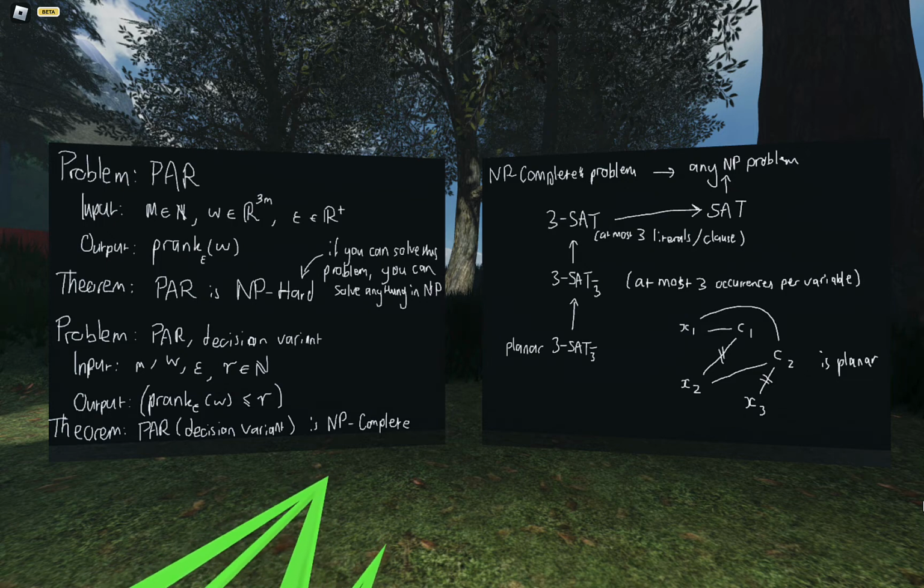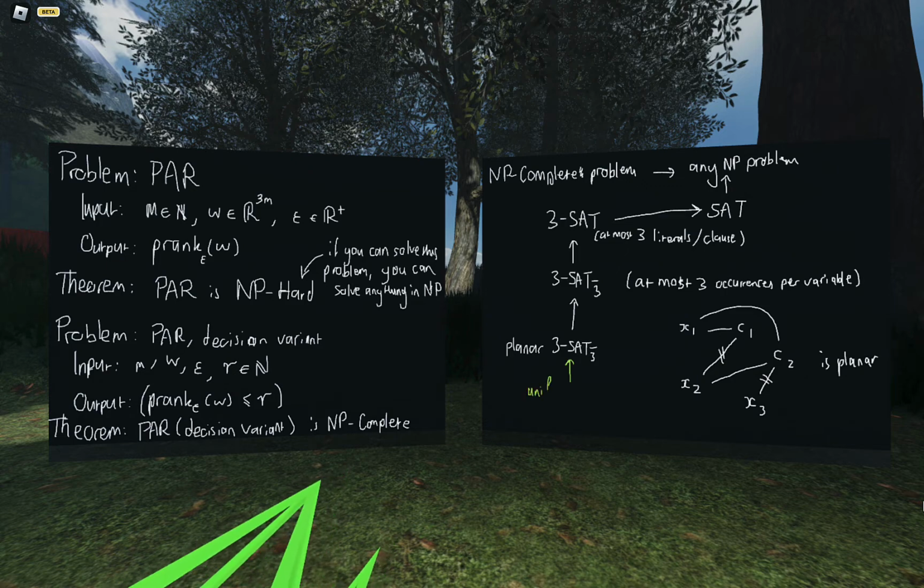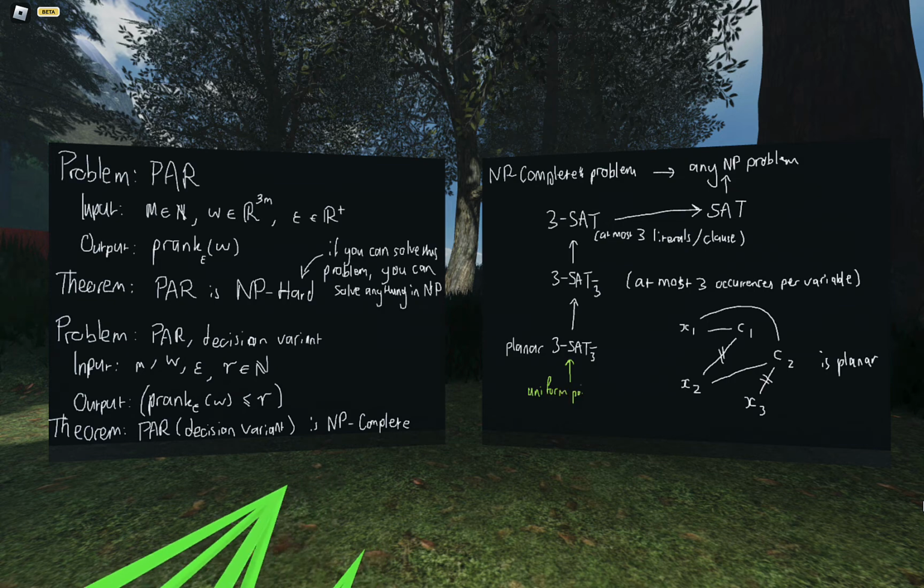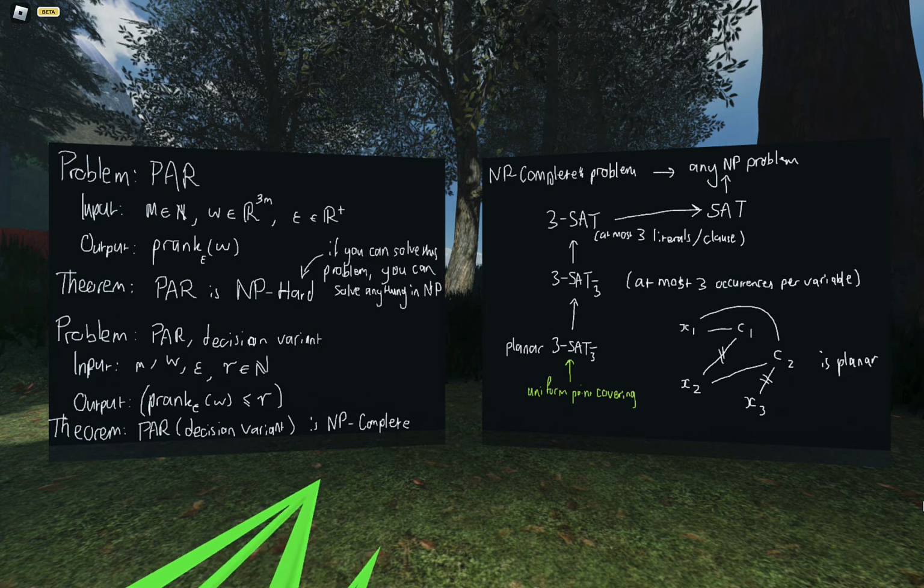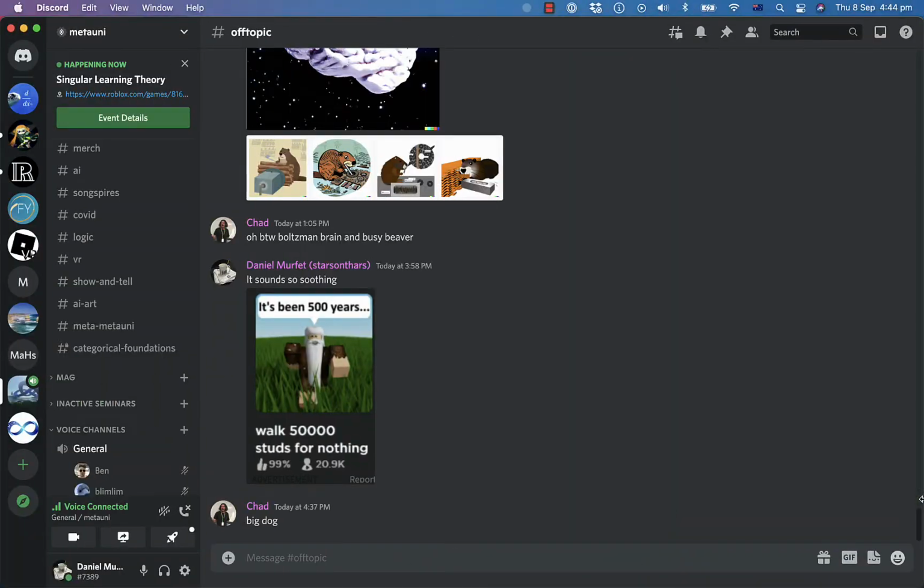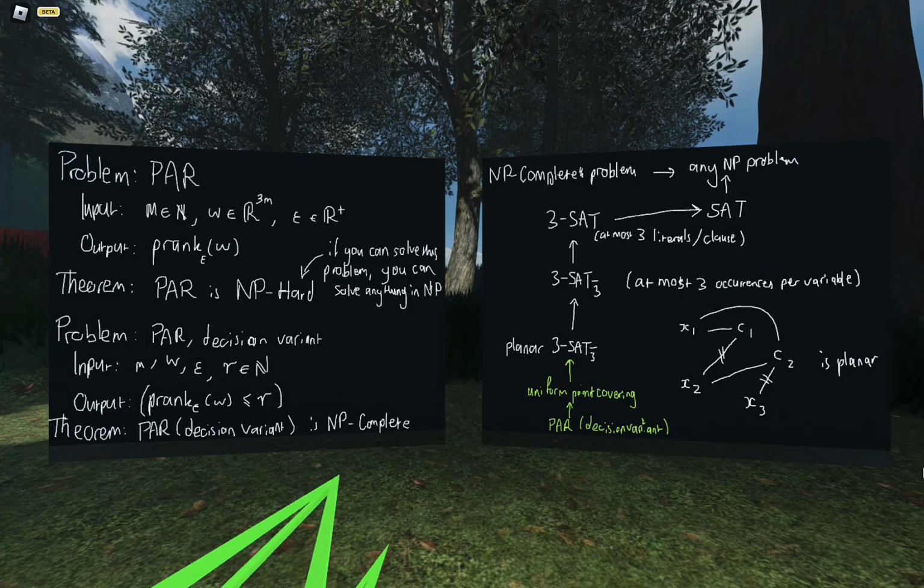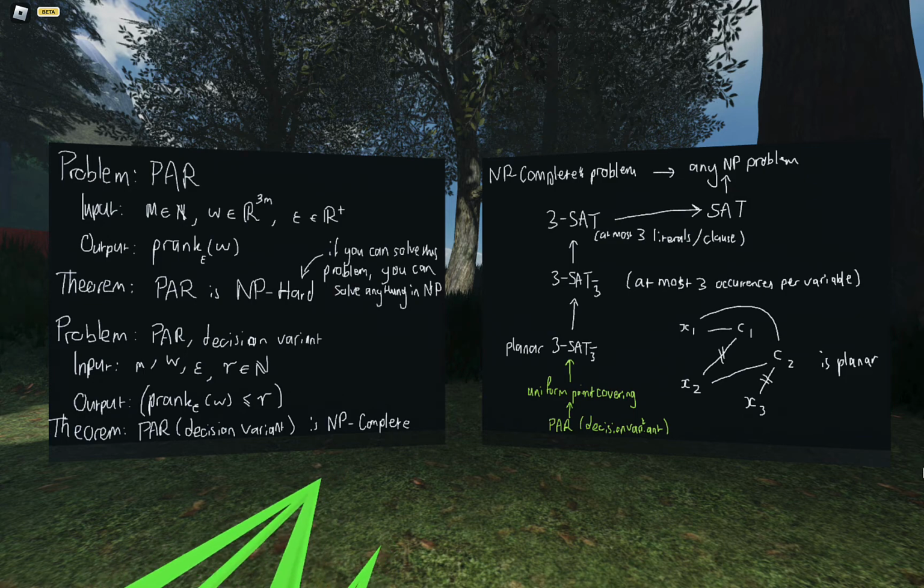One more step, or 1.5 more steps. My contribution is to come in at the end here and say, if you could solve a problem that I define, which I'm going to call uniform point covering, then you could solve planar 3-SAT 3, and if you can solve that, then you can do the parametric approximate rank decision variant. I think you misspoke. If you can solve PAR, then you can solve uniform point covering, you mean? Yeah, sorry, that's what I meant. If you can solve parametric approximate rank, you can solve uniform point covering. Therefore, you can solve planar 3-SAT 3, 3-SAT 3, 3-SAT, SAT, and then any NP problem by following this chain of reductions.